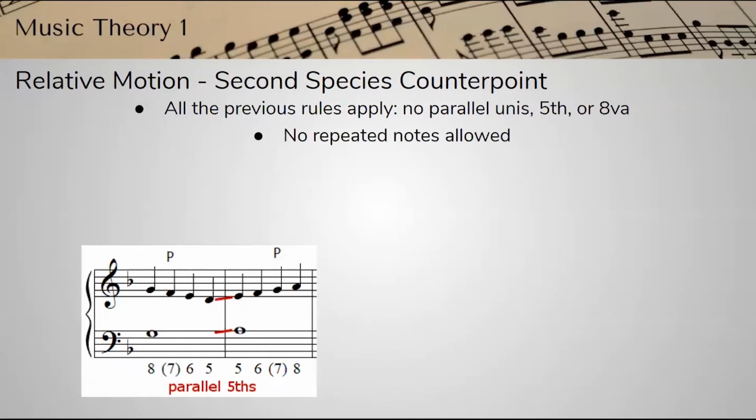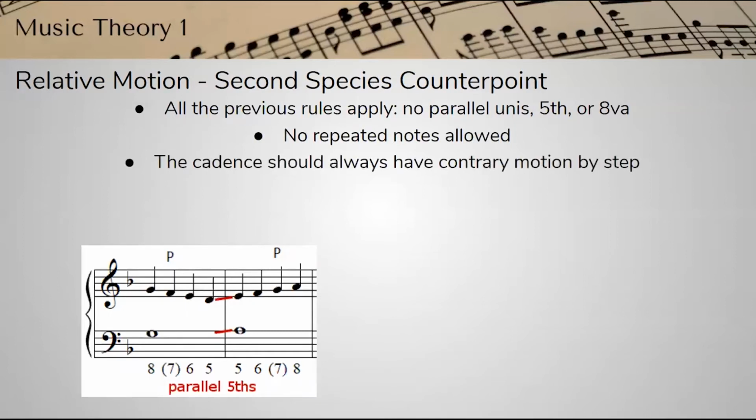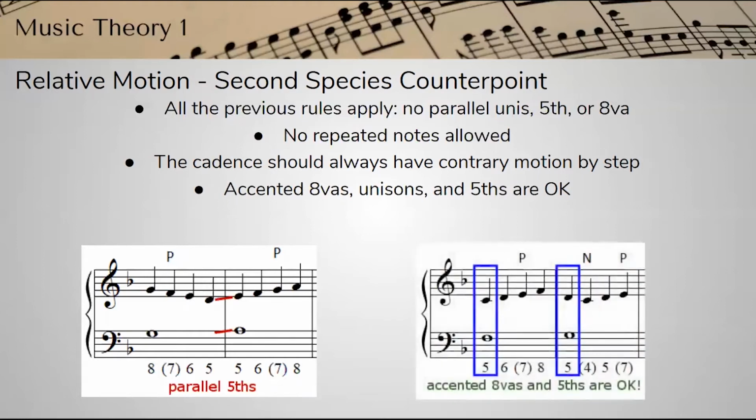No repeated notes are allowed, just like in second species. The cadence should always have contrary motion by step, like always. And accented octaves and fifths are okay. Like in this case, we have a fifth on a strong beat, and then another fifth on the next strong beat. And that is okay because there's a lot of time in between those fifths. The more time we have in between those strong intervals, the less like parallel fifths they sound. And so you can get away with something like this.